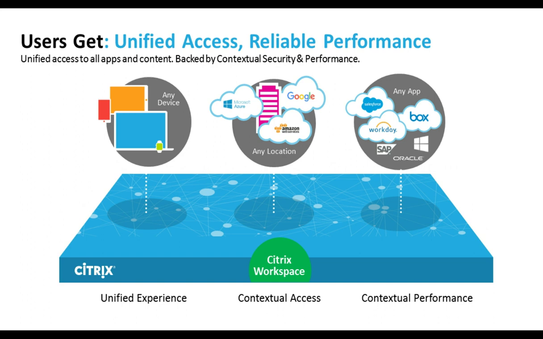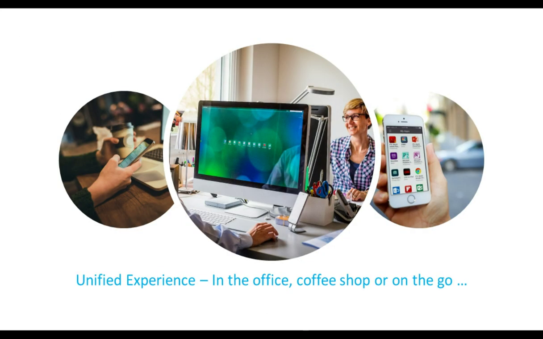And unlike some other vendors, we recognize that the experience is more than just a pretty face. We back it up with contextual access and contextual performance. So, for example, if you are in a train with a 4G network, we make sure that the experience you get, even though it might be slightly slower, gives you access to all your apps. And if you're in the office on high-speed internet, your experience will look a little bit different and will adapt to all the available bandwidth. And the result is simple. The users get this unified experience, and they simply get the work done, whether they're in the office, coffee shop, or on the go.